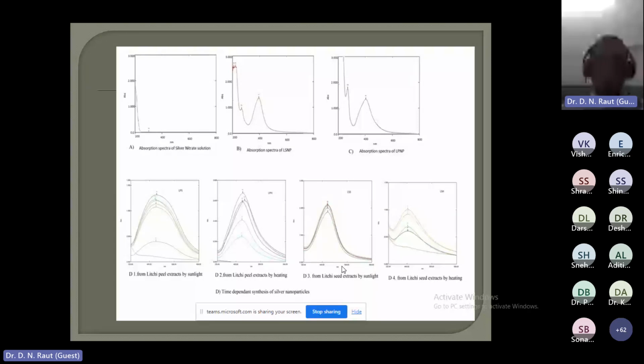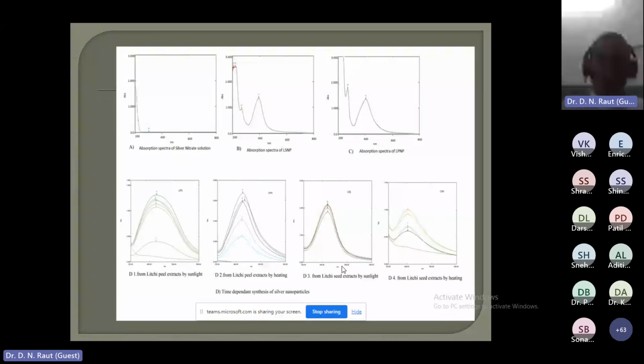So the first graph, A, that you see is the UV analysis, absorption between 200 to 800 nanometers, which does not show any peak at around 420 or 400 nanometers. That is the range where we conclude the synthesis of silver nanoparticles. In B, there is the formulation with lychee seed, and in C with lychee peel, we got this peak due to the formation of silver nanoparticles.